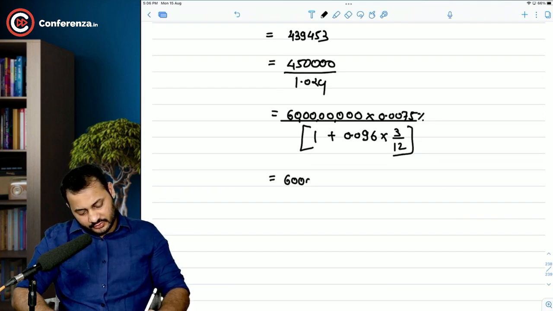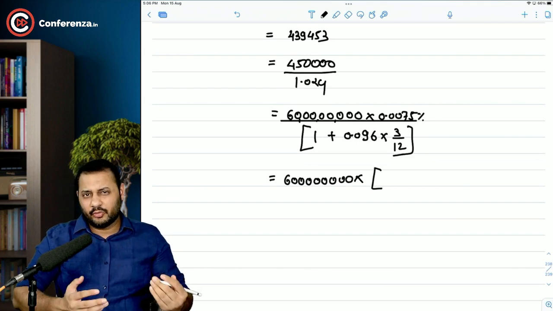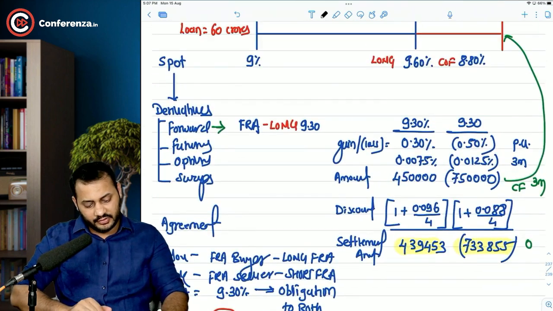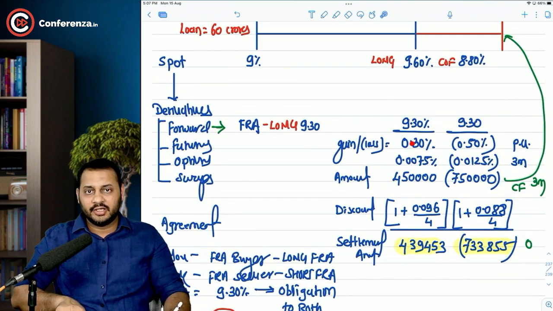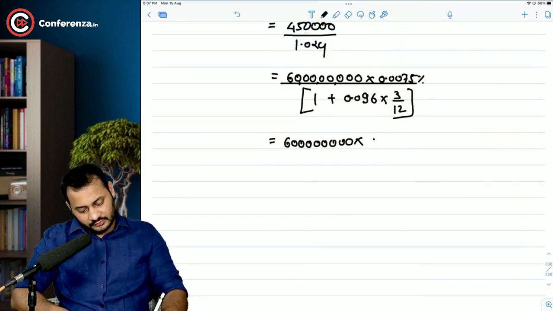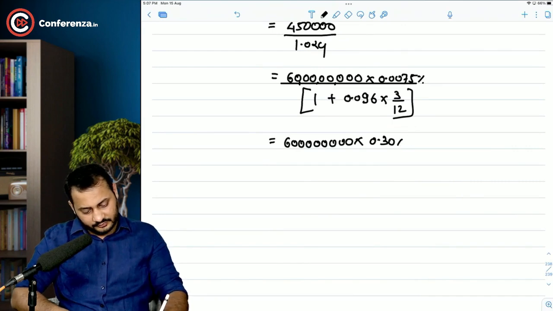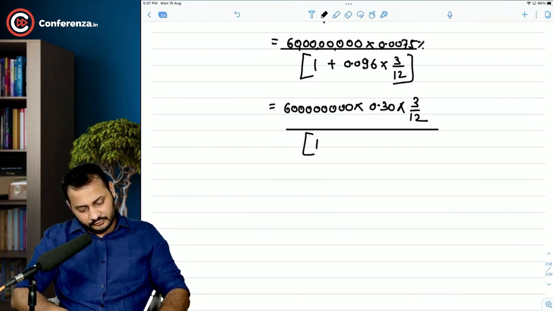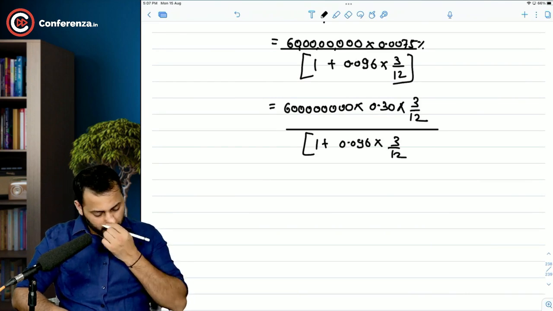Again 60 crore into, how did we calculate 0.0075? How did we calculate 0.0075? We converted the actual gain in 3 months. So it was nothing but 0.30 into 3 by 12, divided by 1 plus 0.096 into 3 by 12.